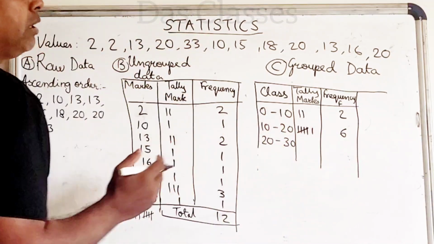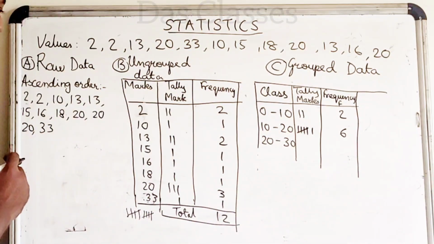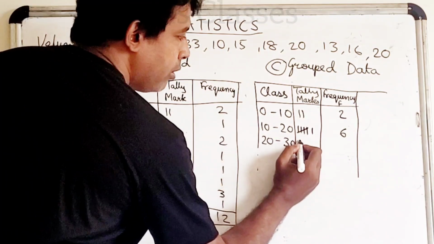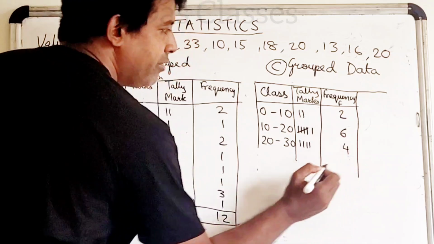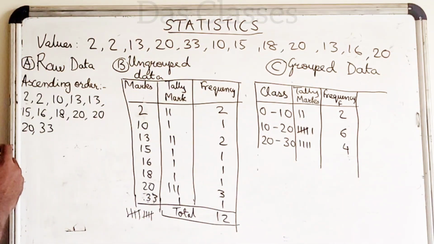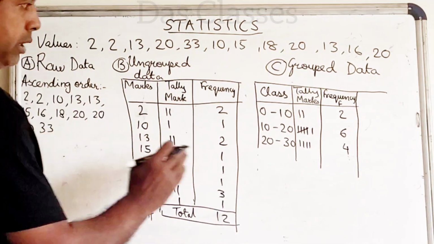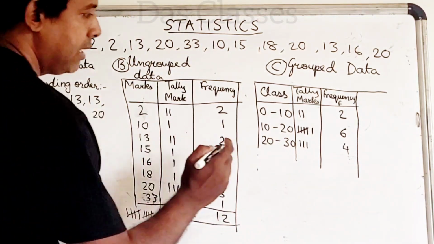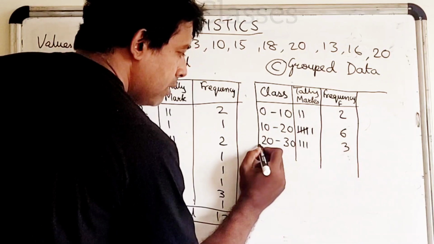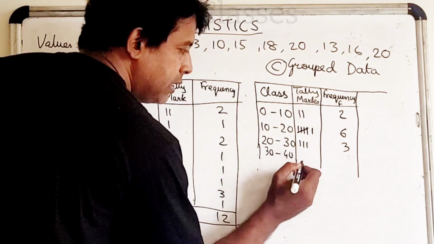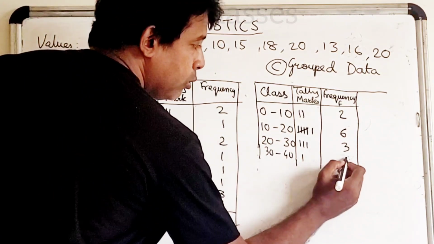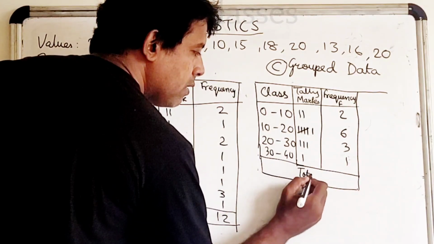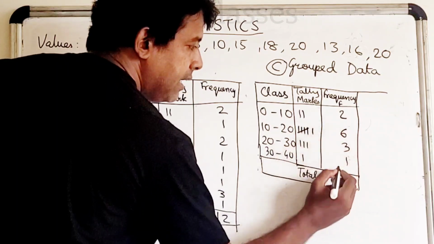So 6 values are between 10 to 20, within this limit. And for 20 to 30, 1, 2, 3, 4. 4 values are from 20 to 30. Only these 3 values will be included, because 33 will come again in the 30 to 40 class, because 33 comes between 30 and 40, and 1 value. So the total is going to be 2, 6, 3, 1, which is 12.